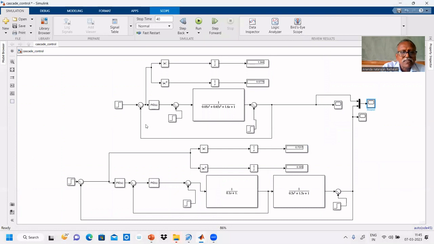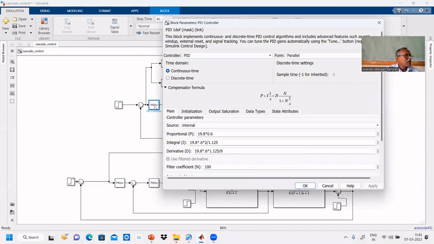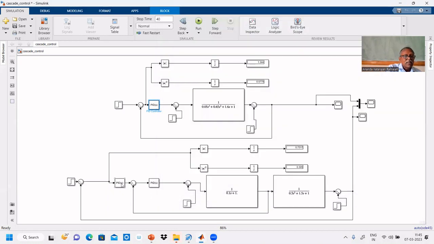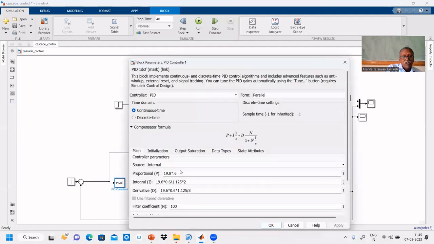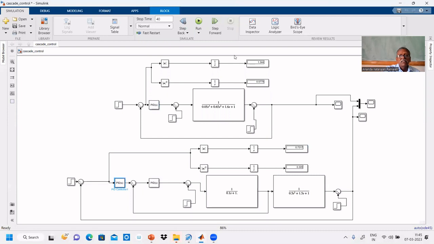As far as stability is concerned, here we have already seen that for 19.8, it gives almost sustained oscillation. Here in cascade control, I want to put 19.8. What happens? Let us check. This is the same process, but in cascade control, I am putting 19.8.